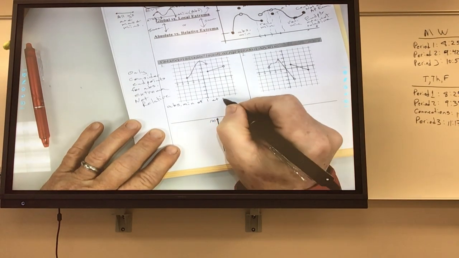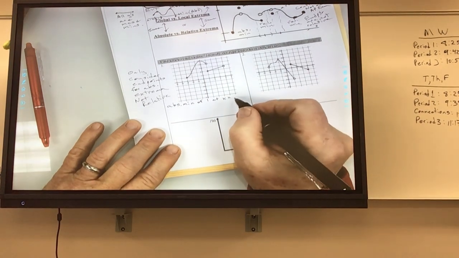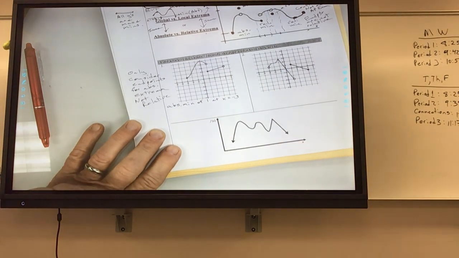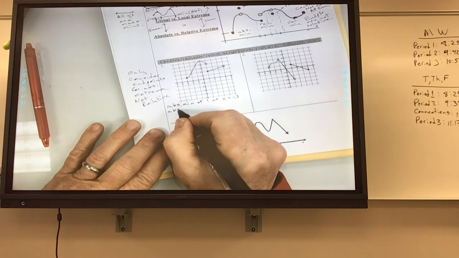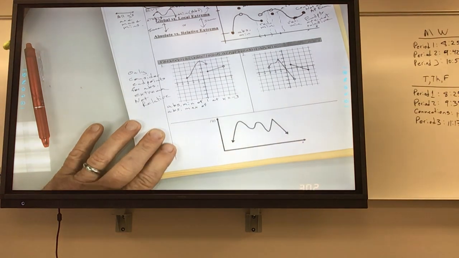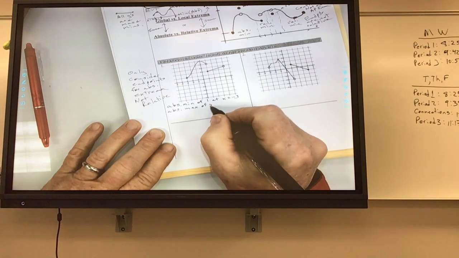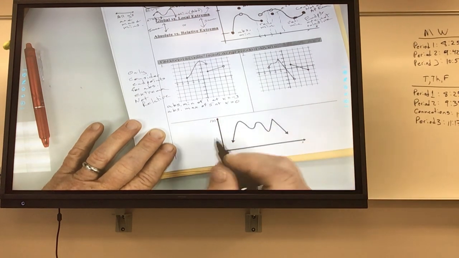At x equals what? -3. Perfect. Okay, that's how you answer that question. Austin, absolute max of what? Would be 5. That's what I got. At what x? 0. Perfect.